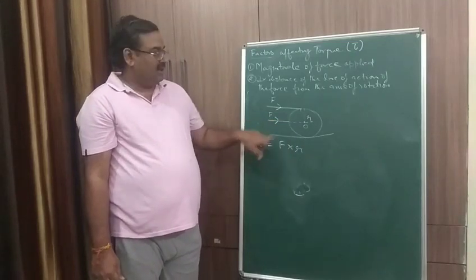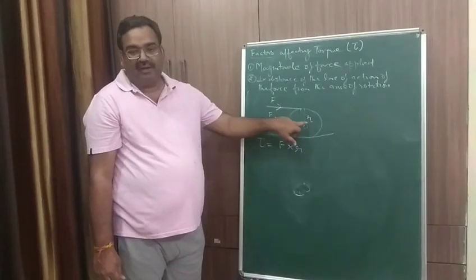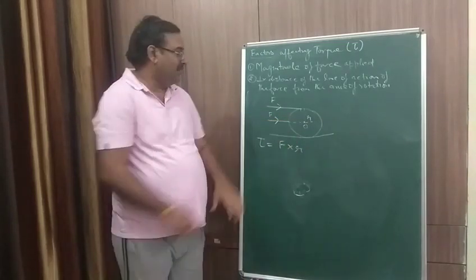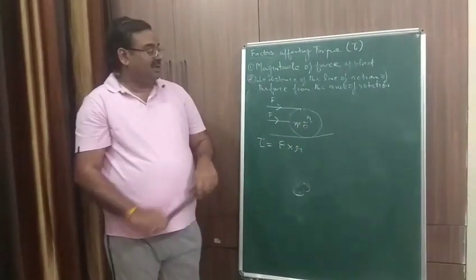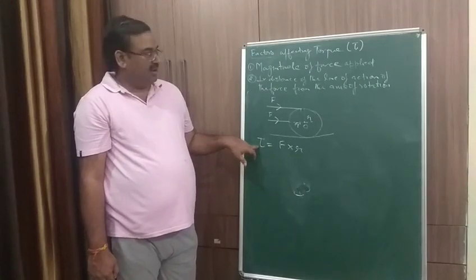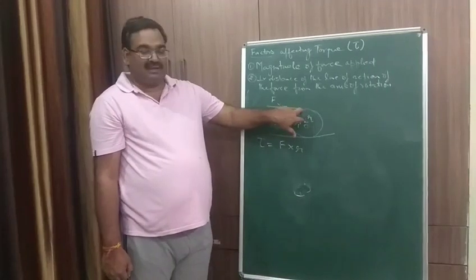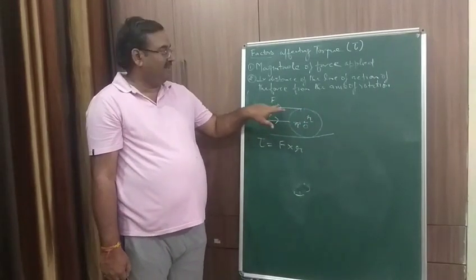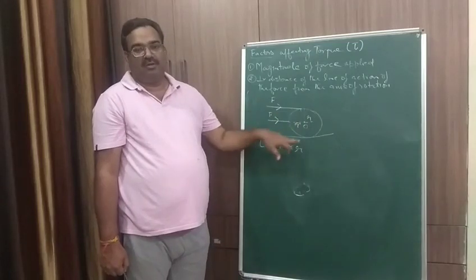Is it clear? These two lines are collinear now. There is no perpendicular distance, there is no angle between the force and the displacement vector. As a result, the torque is 0. So, it is necessary that there should be a perpendicular distance, there should be a distance between the line of action of force and the axis of rotation.